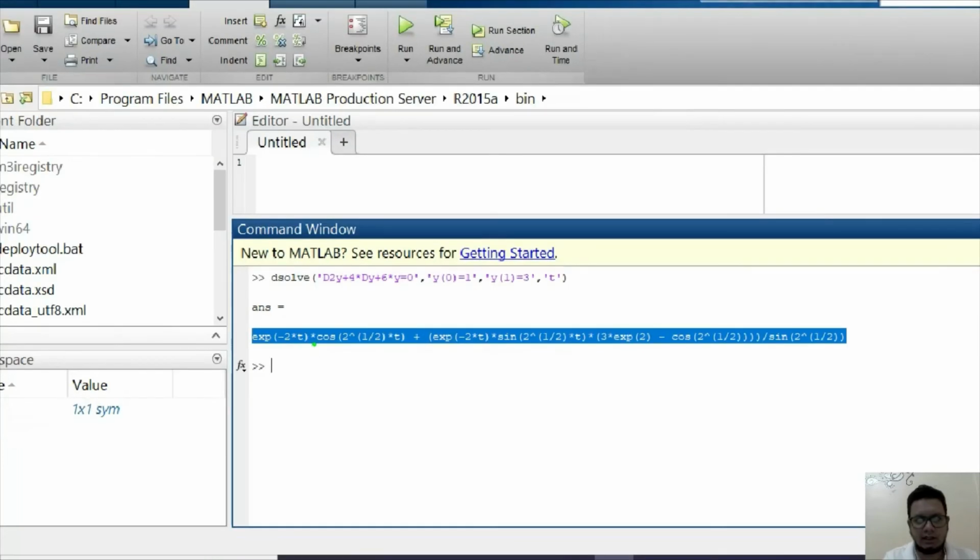Solving analytically is very difficult, but using the dsolve function of MATLAB, we can solve any linear initial value and boundary value problem very easily.